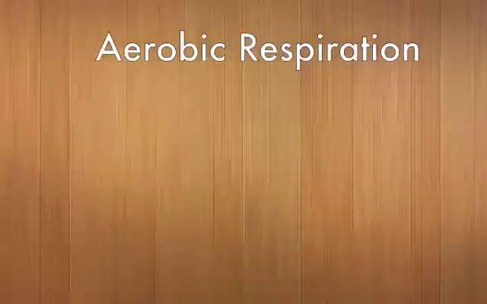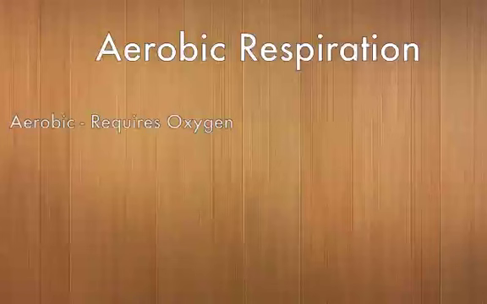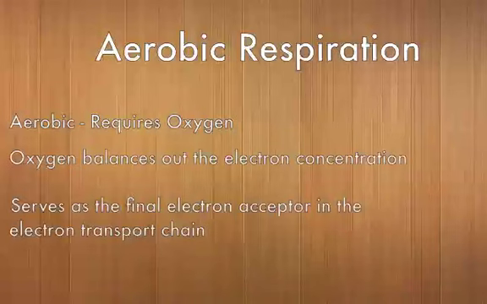Part of cell respiration is a part of aerobic respiration. What aerobic means is that it requires oxygen. In cell respiration, oxygen balances out the electron concentration in the mitochondria and serves as the final electron acceptor in the electron transport chain. Without oxygen, cell respiration cannot continue.